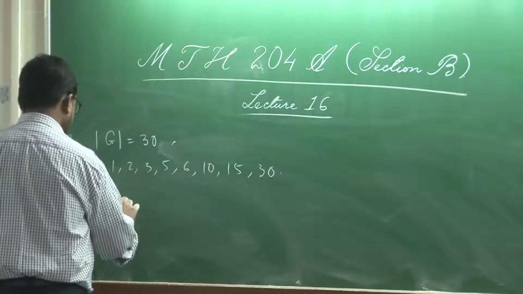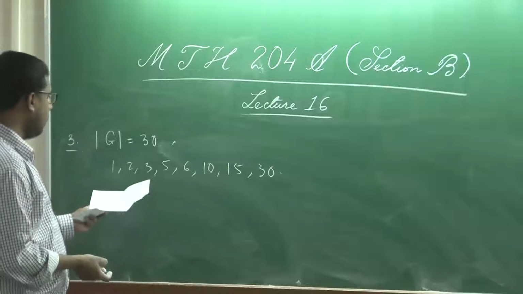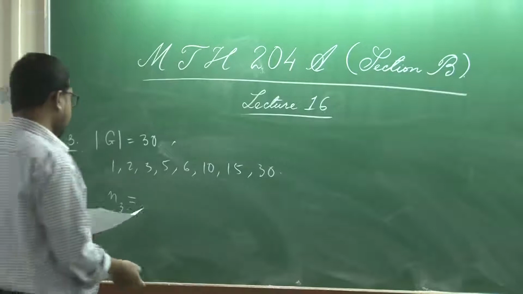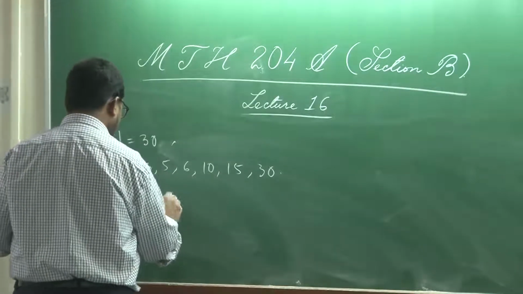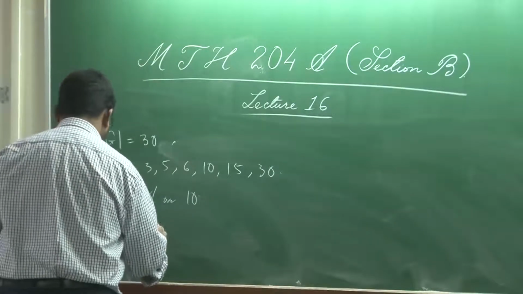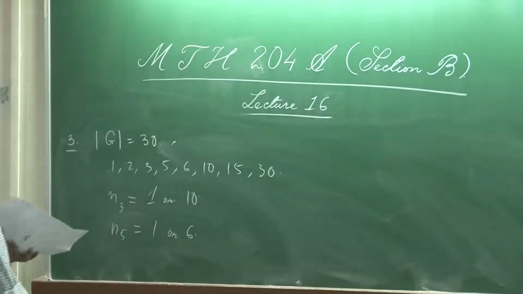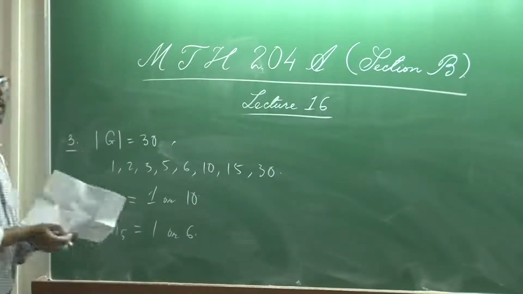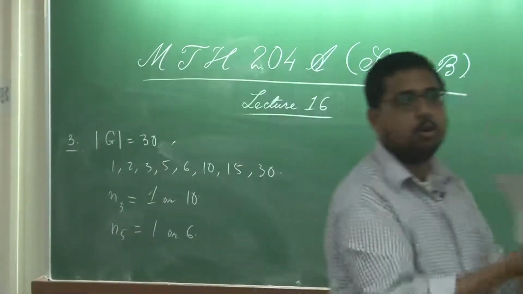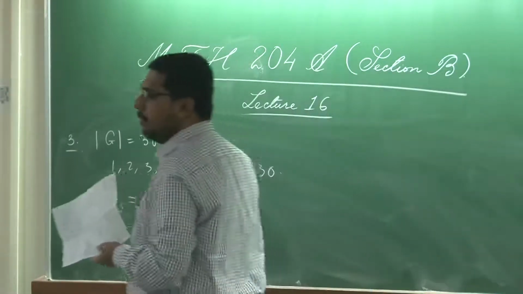Therefore, we see that N3 will be among this list. The possibilities for N3 will be those which are congruent to 1 modulo 3, and we have only two choices, 1 or 10. Similarly, for N5 we have two choices, 1 or 6. Now I claim that at least one of N3 and N5 has to be 1. Later on we will see both will be 1, but to begin with we will show at least one of them will be 1.